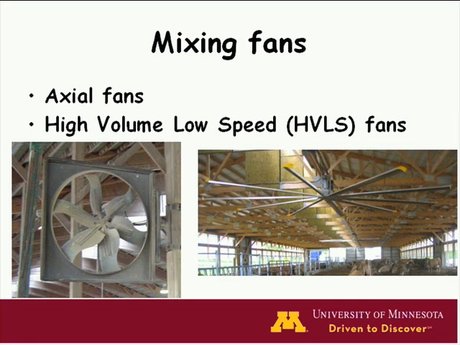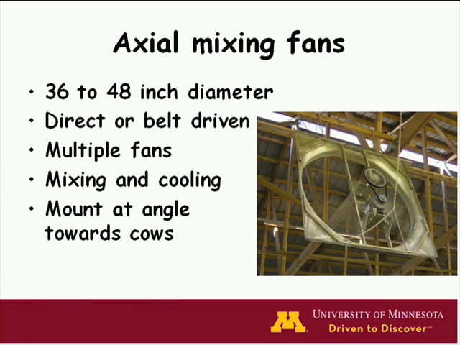We see axial fans that are hung in the area and blow down towards the animals in the pack, or well, in the compost barn on the pack, and in the stalls. And then we have high-volume, low-speed fans that are very large diameter fans that provide mixing. These axial fans typically are 36 to 48-inch diameters. They can be either direct or belt-driven fans. And you'll have multiple fans.